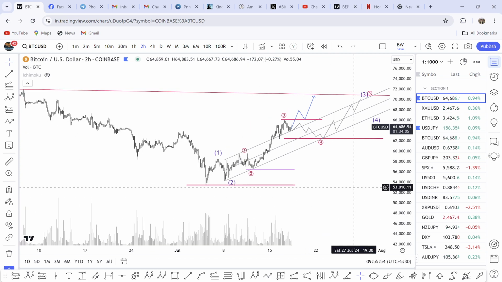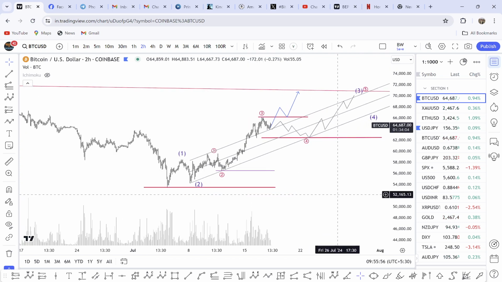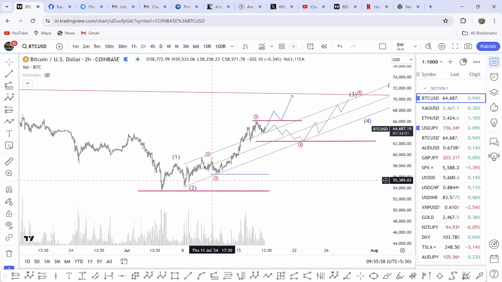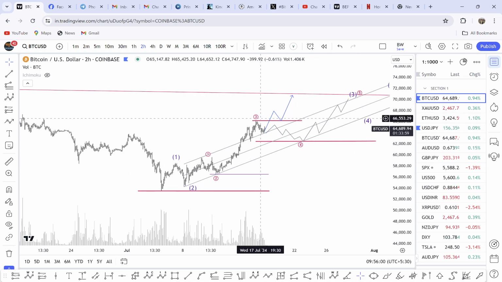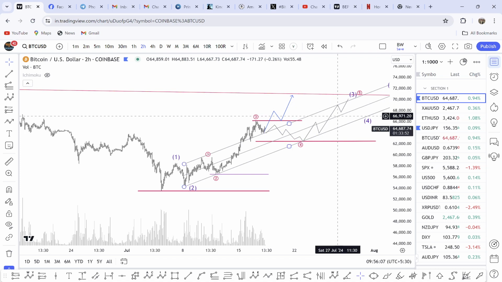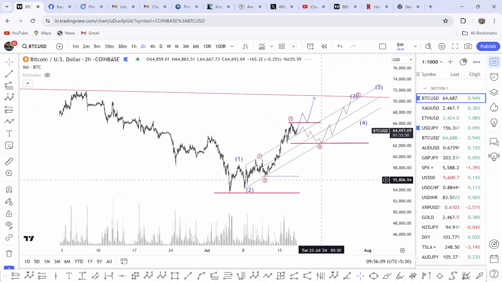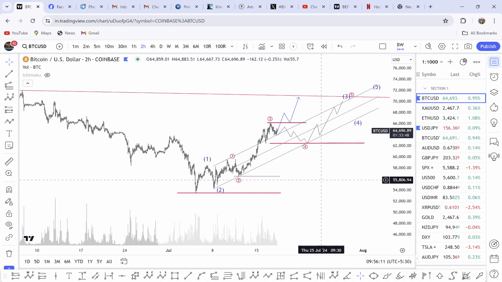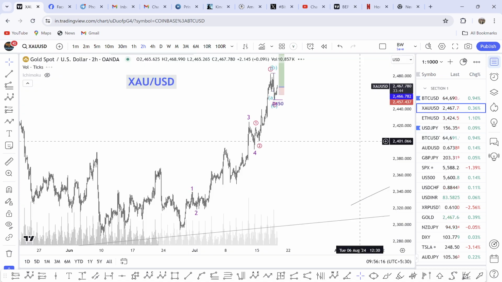So both of these are in uptrend. Don't try to sell this area or any of this area till we find any 5 wave moves down. So this is how I count the waves.